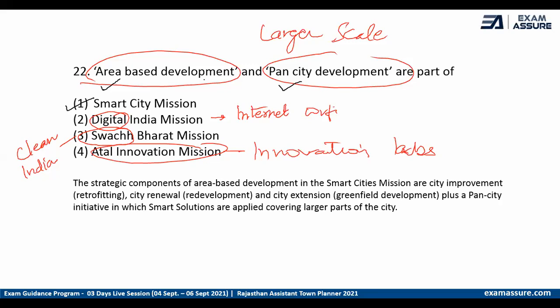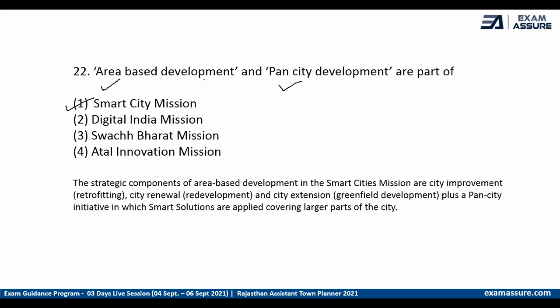If you just read through this, the strategic components of area-based development in Smart City are city improvement, city renewal, and city extension, plus a pan-city initiative in which smart solutions are applied. So there are certain specific things which have to be done for a particular city. That retrofitting could be for a specific area, right? And then there are smart solutions which are to be launched in the entire city, or applied in larger parts of the city. So that is the pan-city part of the Smart City Mission. Okay, so let's go to the next question.